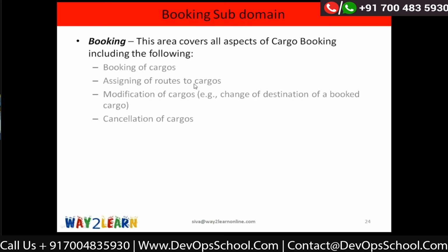Remember, to assign a route, the booking module does not know how to calculate the best route. It will invoke the routing module and ask, hey, give me the optimal route. Then it will take the route and assign it to the cargo. Then modification of cargo and cancellation of cargo are all taken care of by the booking subdomain.